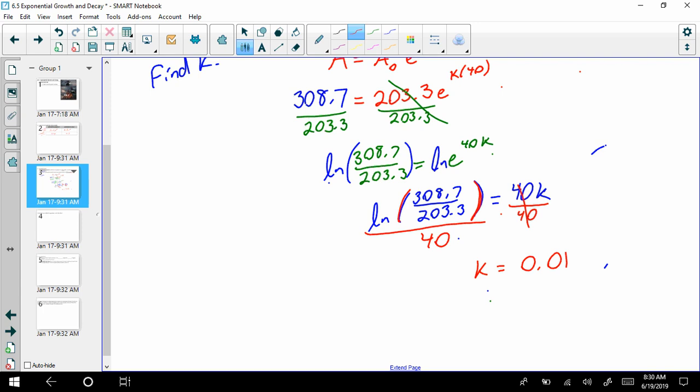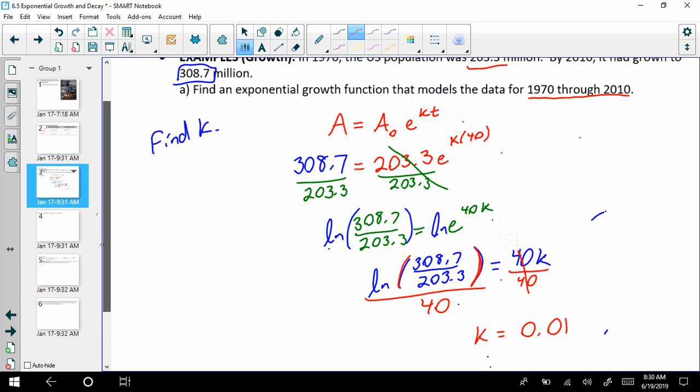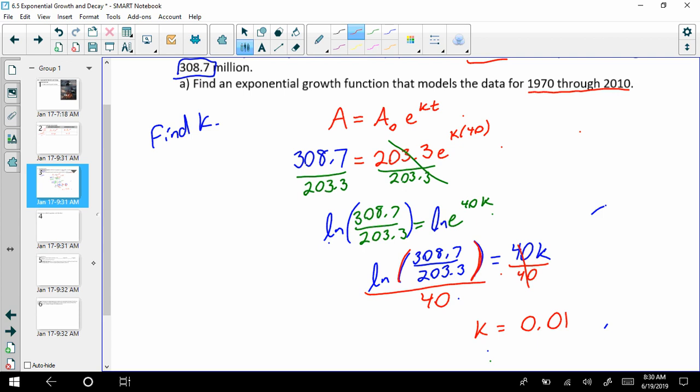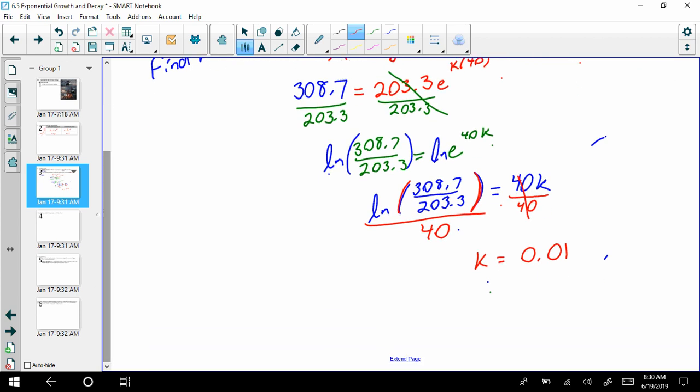So what did this problem ask me to do? I found k, but it says write the growth function. So if they ask you to do that, they want to know, okay, what does the equation now look like now that I know k? So my final answer is going to be A equals 203.3, my starting amount, e raised to the 0.01 t.